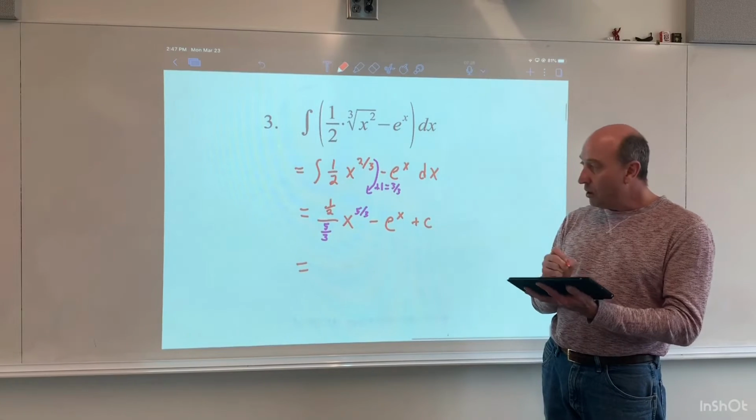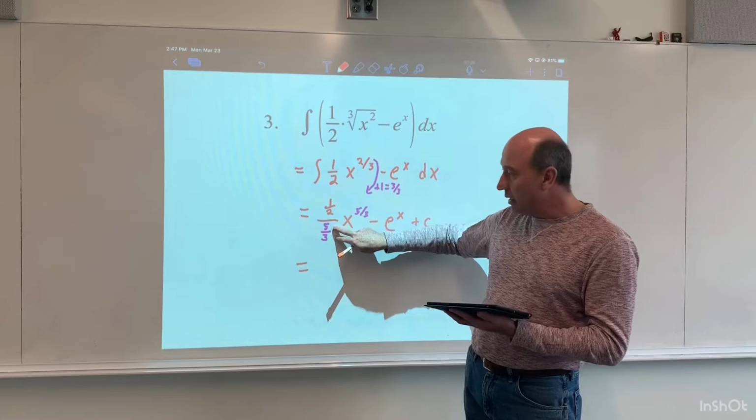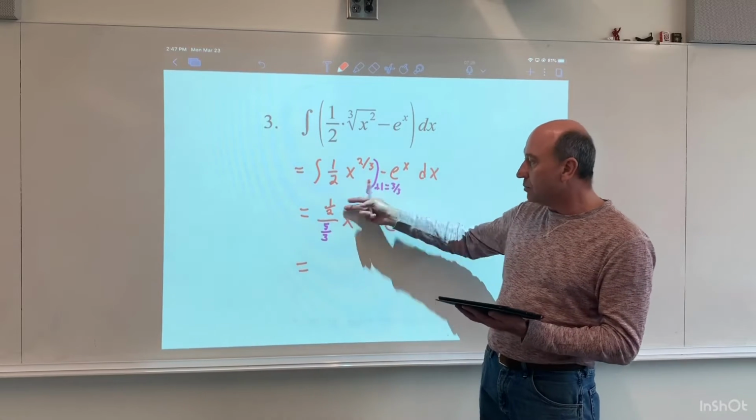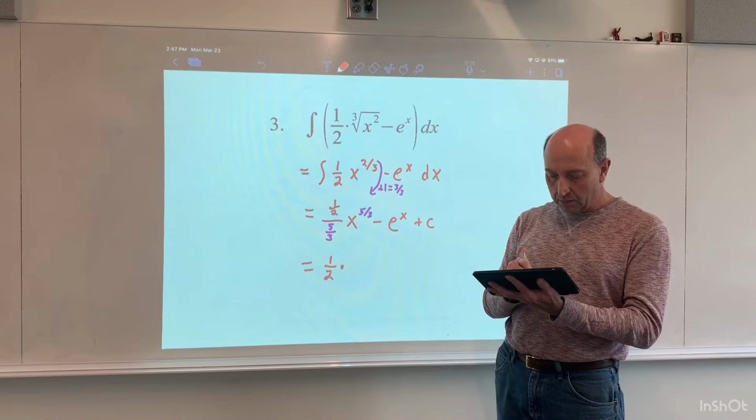Okay, now, 1/2 over 5/3. That looks bad. Division is the same as multiplying by the reciprocal.